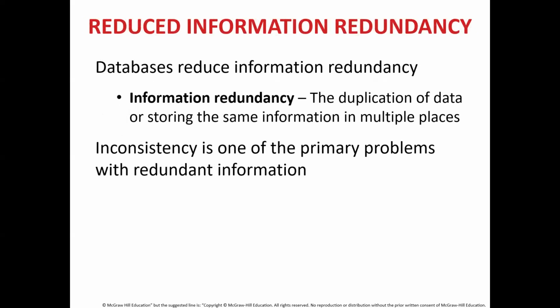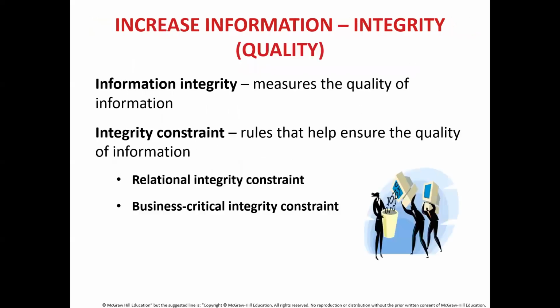Reduce information redundancy. Databases reduce information redundancy. Information redundancy is the duplication of data or storing the same information in multiple places. Inconsistencies are one of the primary problems with redundant information. One of the primary goals of a database is to eliminate information redundancy by recording each piece of information in only one place.